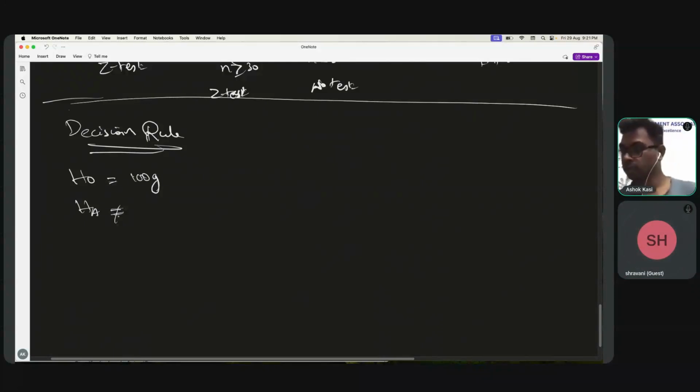And you are the researcher. What is your intention? Obviously, you are suspecting. Otherwise, why will you do testing? That means you want to reject the null hypothesis. That means it is not equal to 100 gram. This is called decision rule. So this is the hypothesis, 100 gram, and this is the rejector.